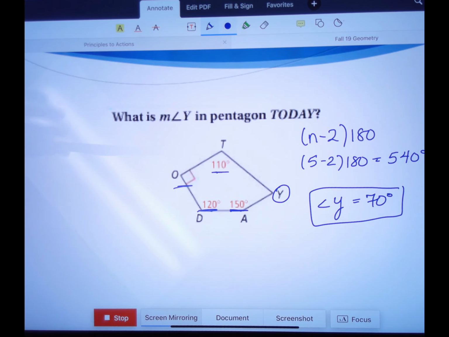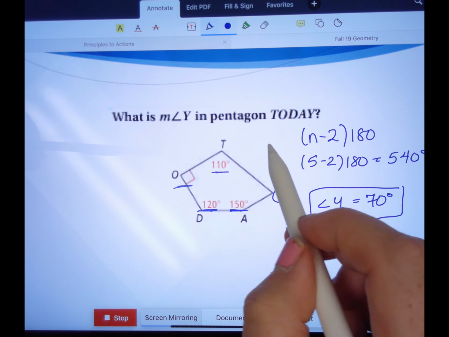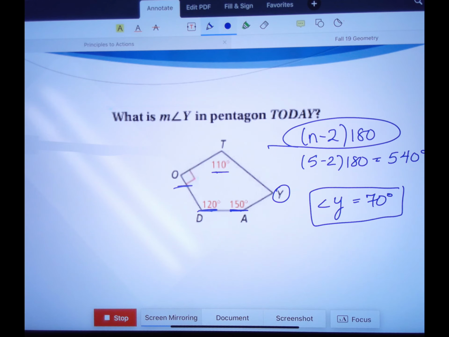So like I said, it's a real simple thought, but you do have to know this in order to get that. Now, you would not have used the formula that we just talked about a second ago because all those angles are not congruent. Any questions on what I've said so far?